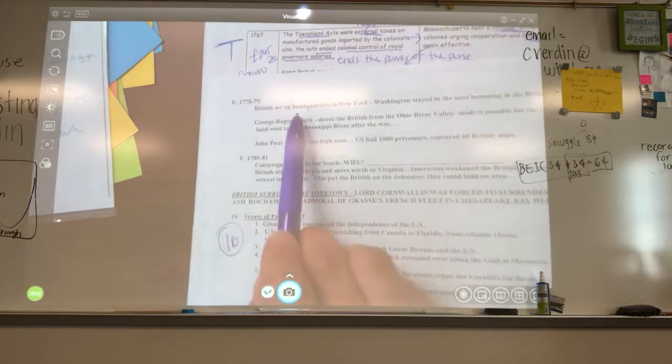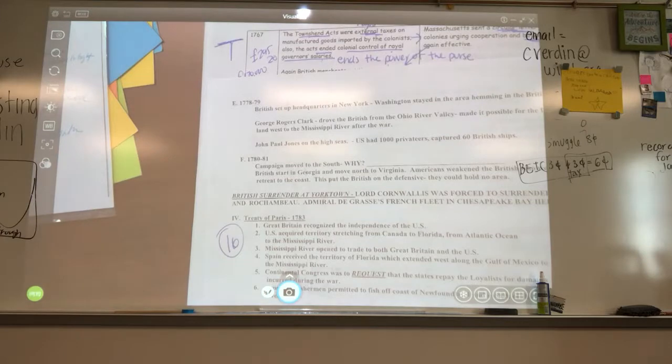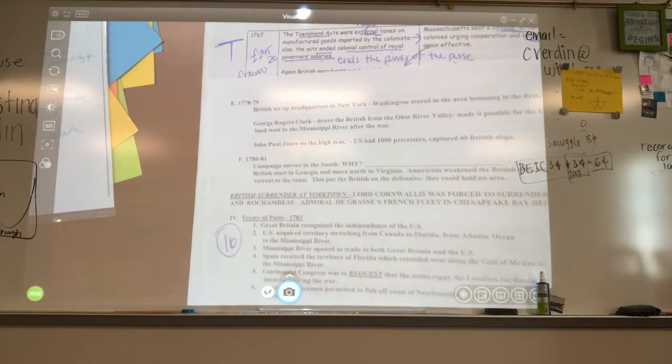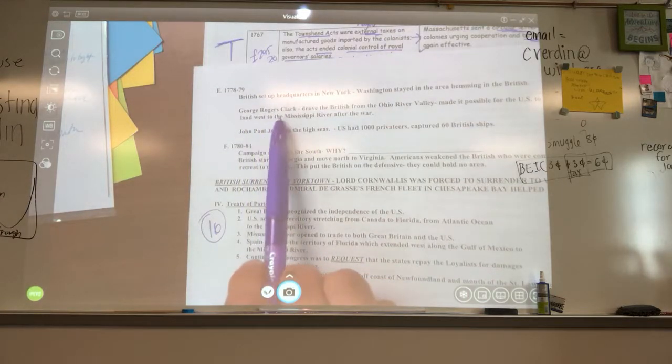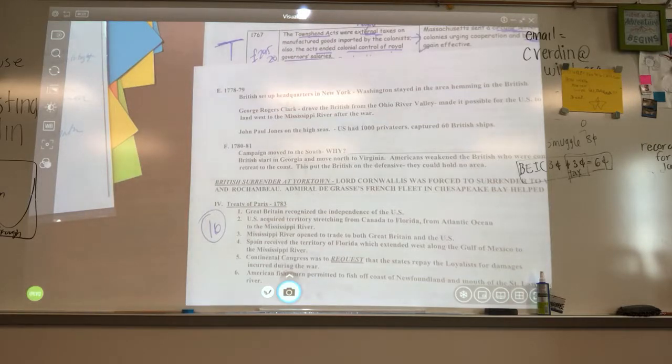So what happens is the British set up headquarters in New York, because where are they trying to keep the revolution? In New England. But are the ideas about the revolution spreading? Yes, because of Common Sense and the Declaration. And we're gonna see that they're trying to hem in the British. Rogers Clark is driving the British out of the Ohio River Valley. John Paul Jones is out in the seas. They've taken all the merchant ships in New England and put them out there to prevent the British from bringing in their navy and bringing in reinforcements. So the campaign is gonna move to the south.